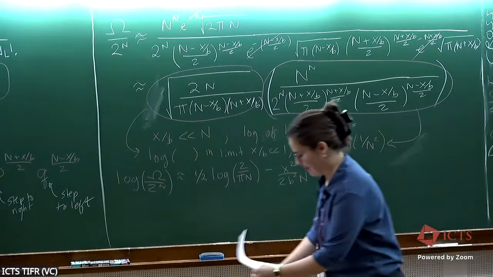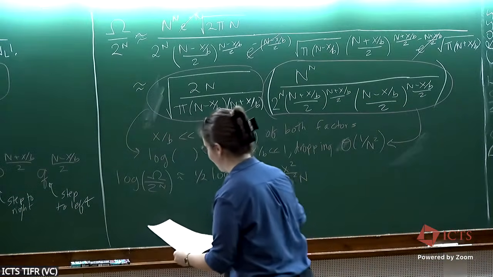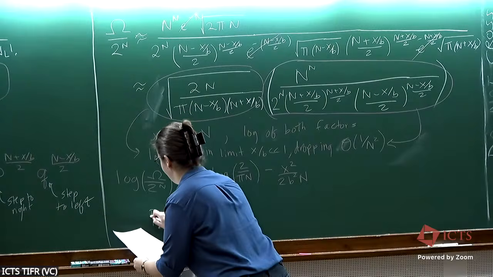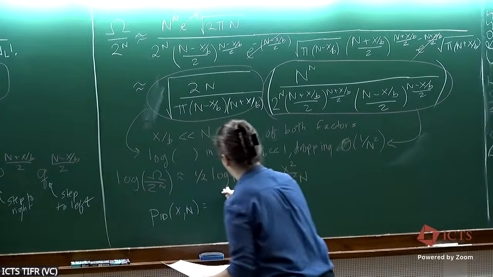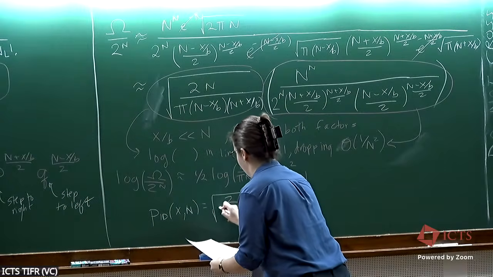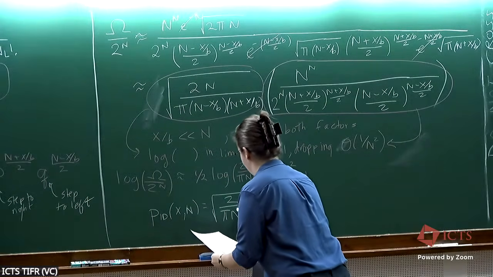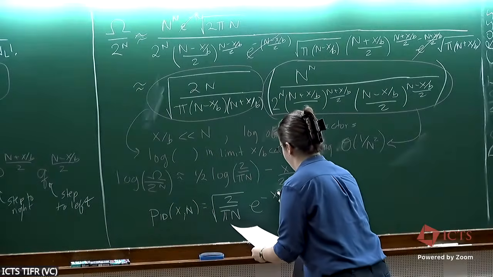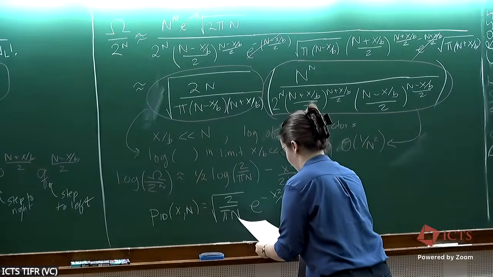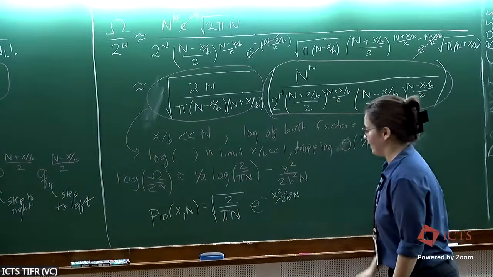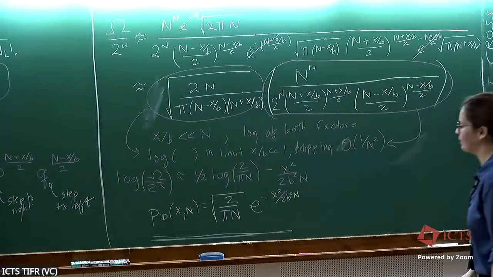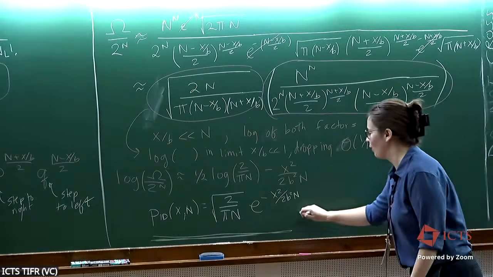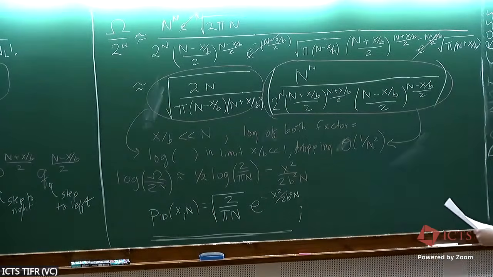So now, what we can do is exponentiate both sides, and we find that the left-hand side will just be our probability distribution, and this will be 2 over pi n e to the negative x squared over 2b squared n. This is a Gaussian. This is what we have found, that our random walk will ultimately give a Gaussian distribution for the end-to-end lengths of these chains.